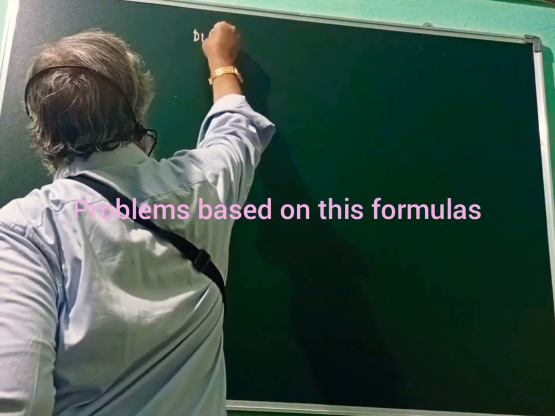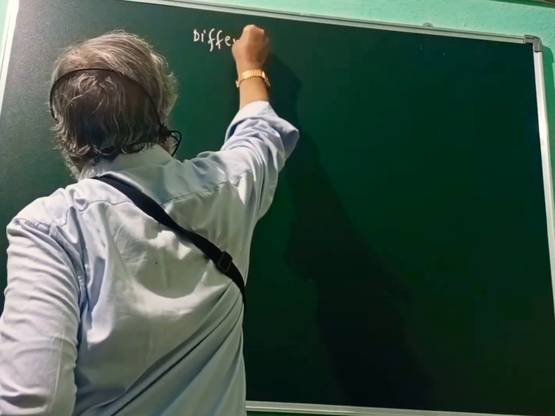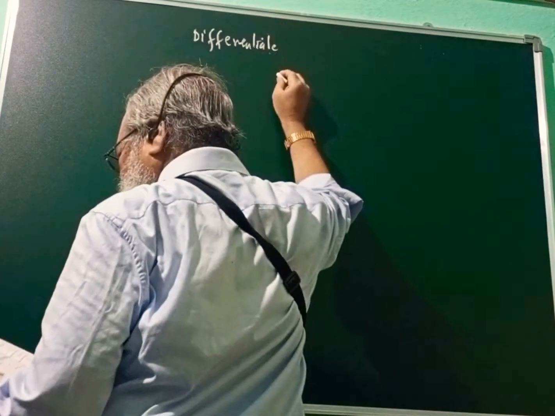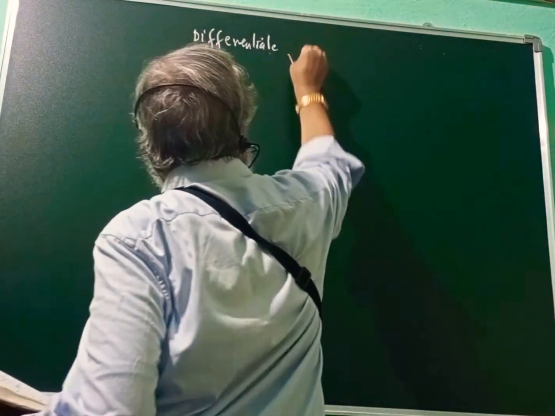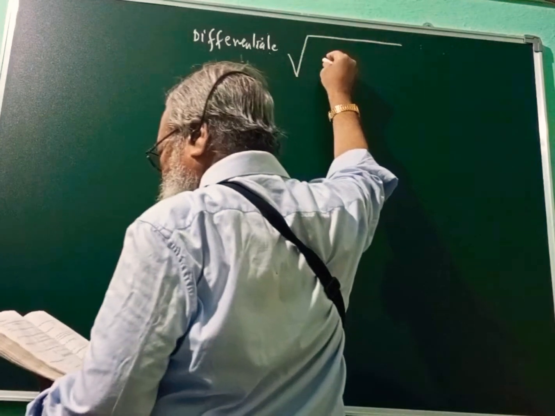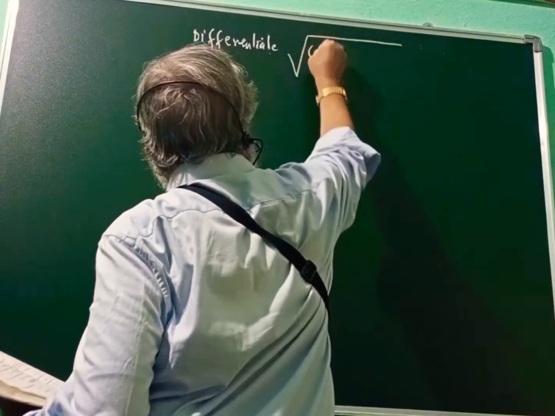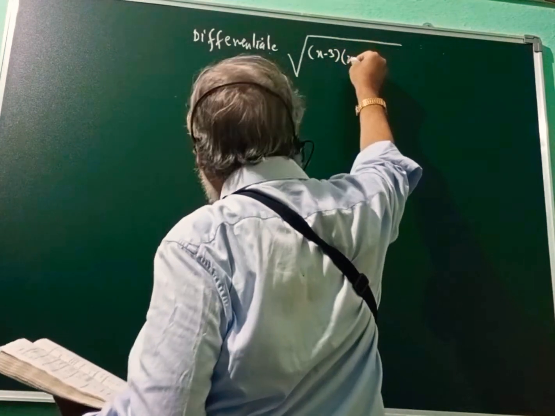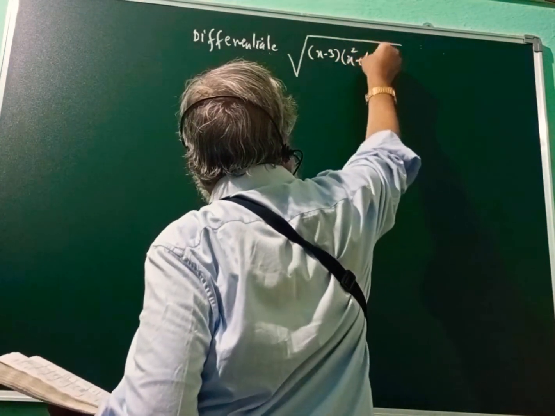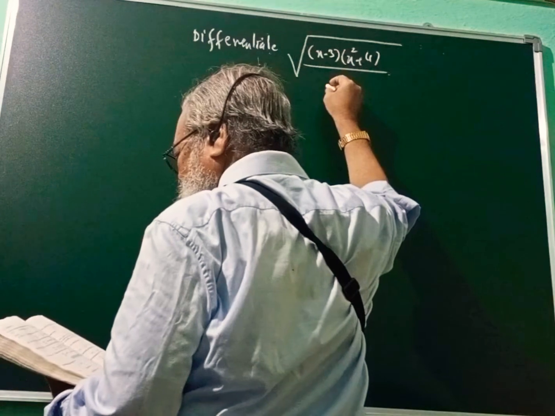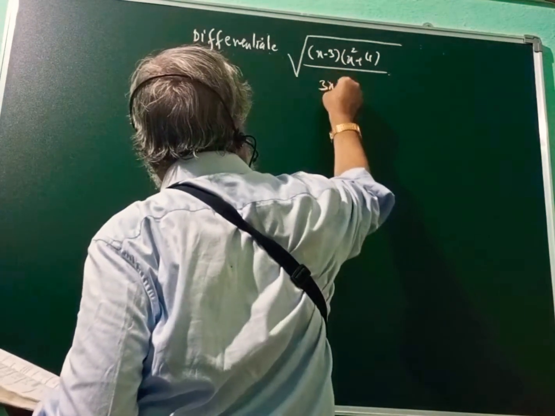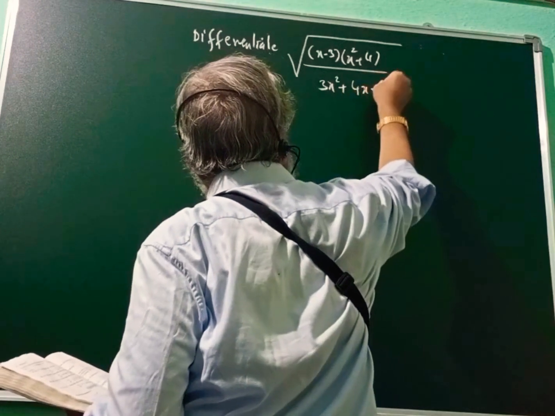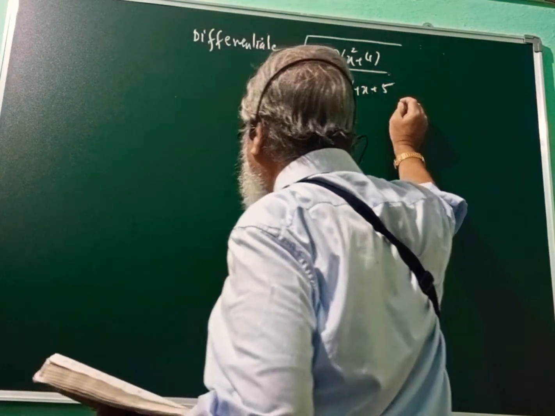Differentiate under root, it is x minus 3 into x square plus 4 divided by 3x square plus 4x plus 5 with respect to x.